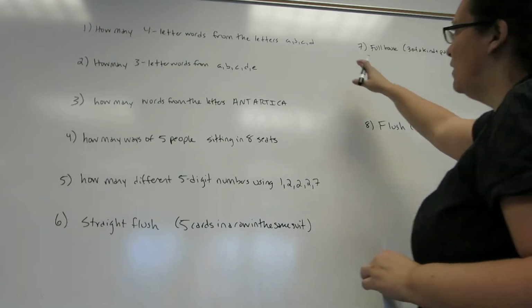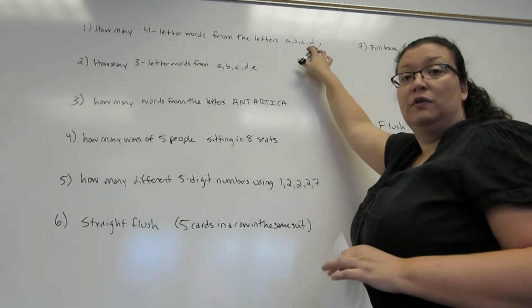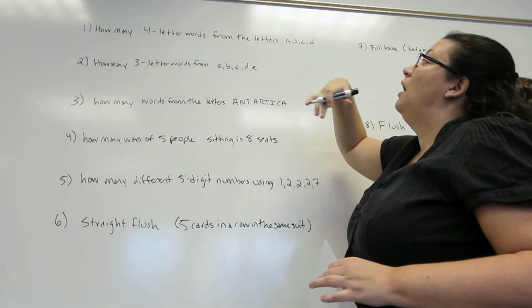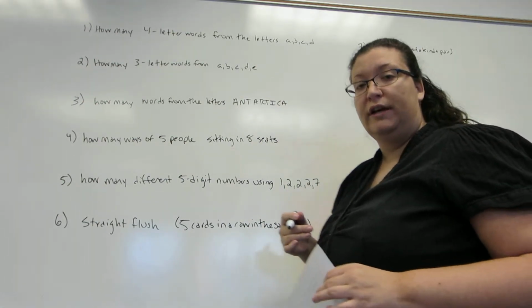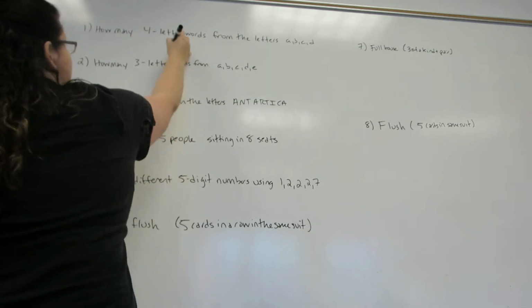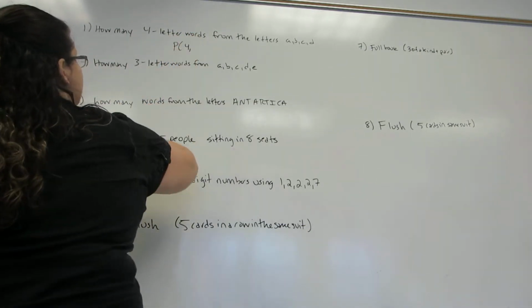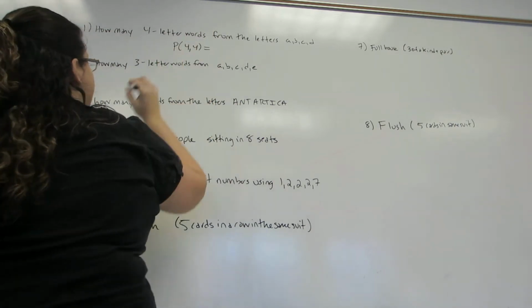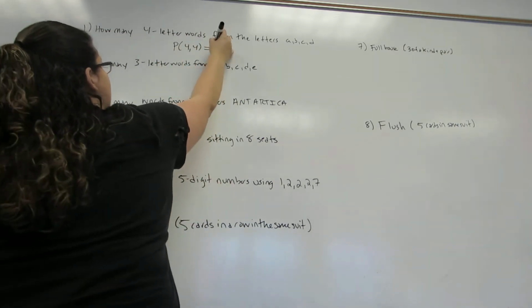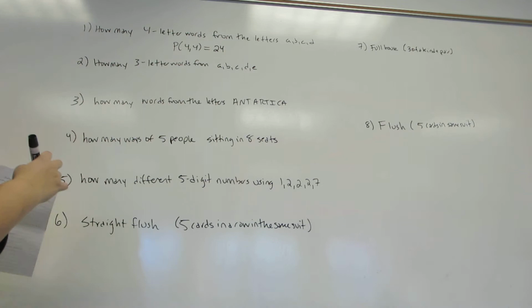So, we have four letters. They're all different, so I'm not allowed repeats. Order matters because it's a word. It matters what order you put the letters in. So I'm going to be using permutations. I have four letters to choose from, and I want four of them for a four-letter word. So it's 4 perm 4, which is 24.